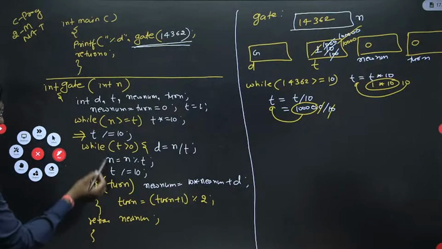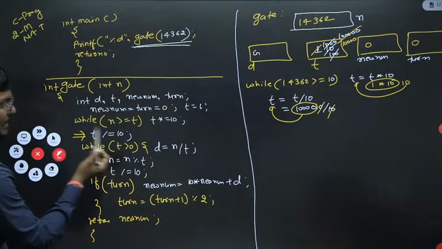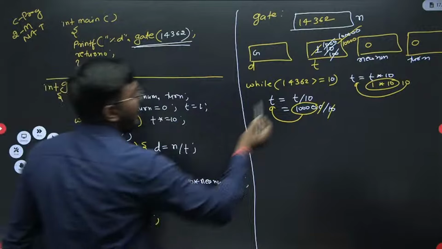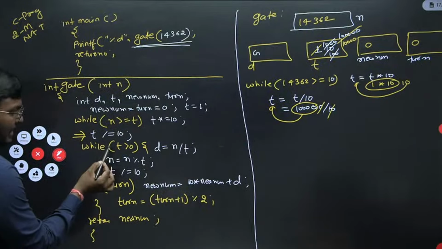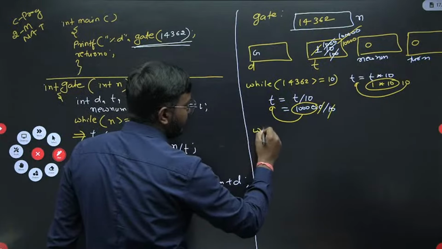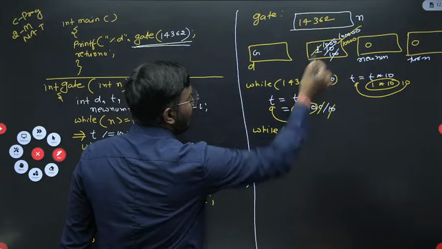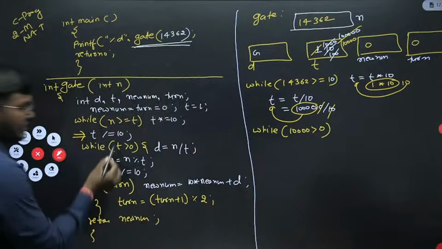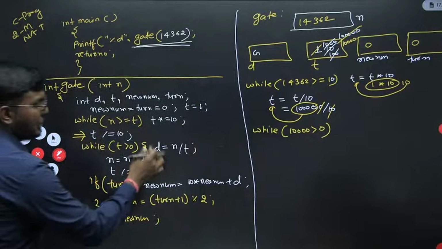Now go and start this while condition. This while loop will continue as long as the t value is greater than 0. Understood? Now execute this while loop. What is the t value? The t value is 10,000. So 10,000 is greater than 0. Is it true or false? It's true only. If it is true, then execute this statement here.